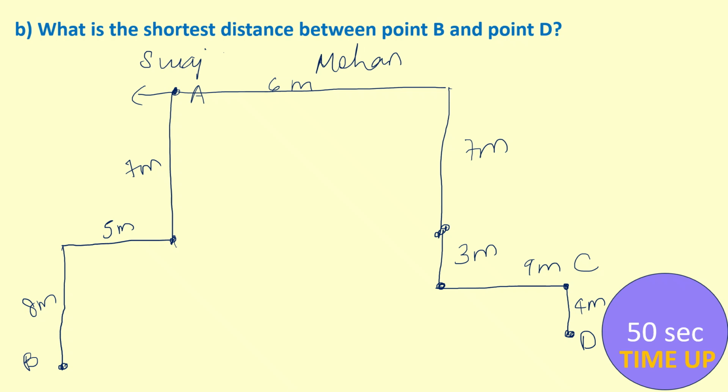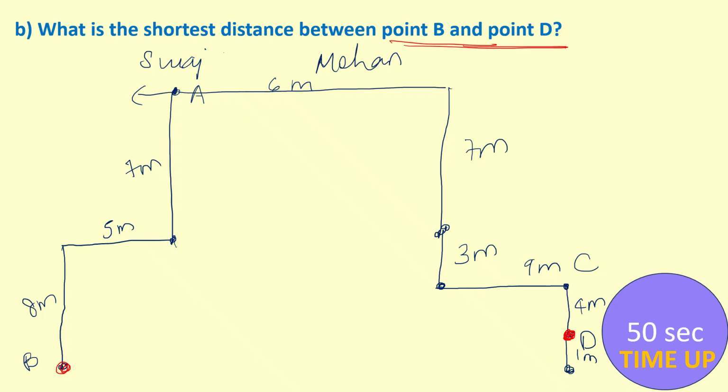Okay, so what is the shortest distance between point B and D, they have said. So whatever 1 meter is there, he has traveled. Okay, from here, that also we will see. Now, what is the shortest distance between point B and point D? Point B is here and your point D is here actually.